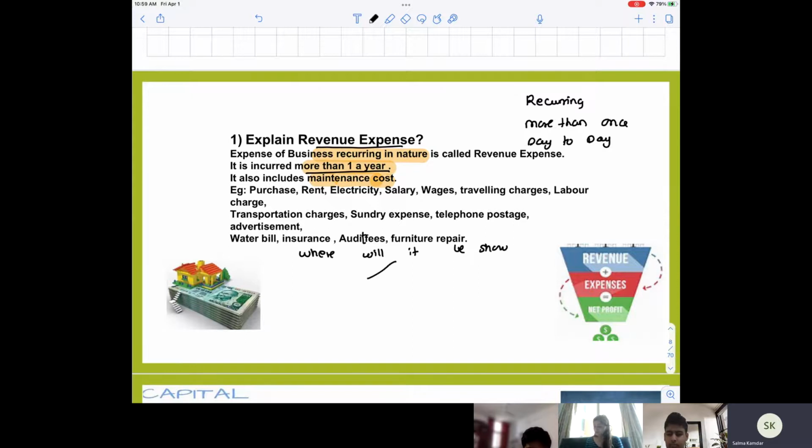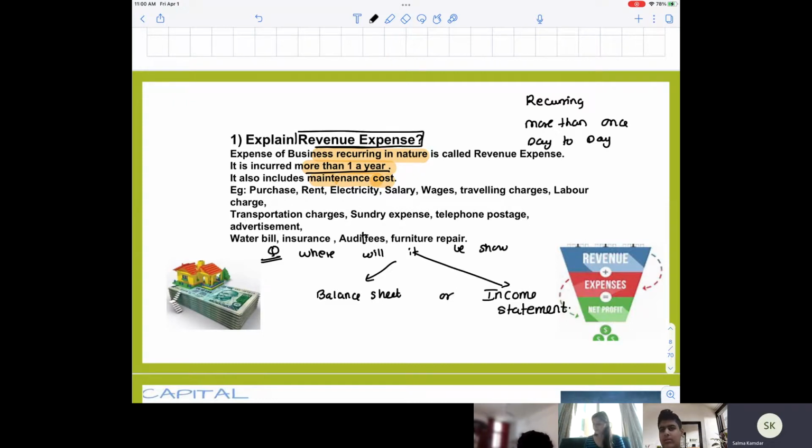Tell me. Will you show it in the balance sheet or the statement of financial position? Or you will show it in the income statement? Income statement. Why? Because these are expenses. These expenses happen so that we can get income. Okay, very well. So revenue expenses are shown in the income statement. Okay. Come on, tell me what is revenue expenditure?